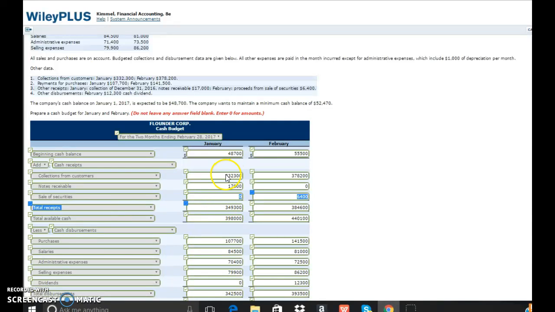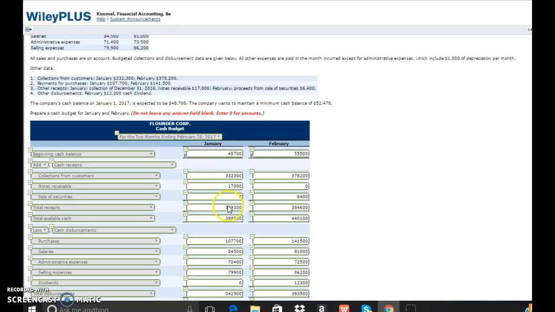And then we're going to calculate those total receipts. So we're just going to add the collections from customers, notes receivable, and sales of securities. And we're going to put that total right here.